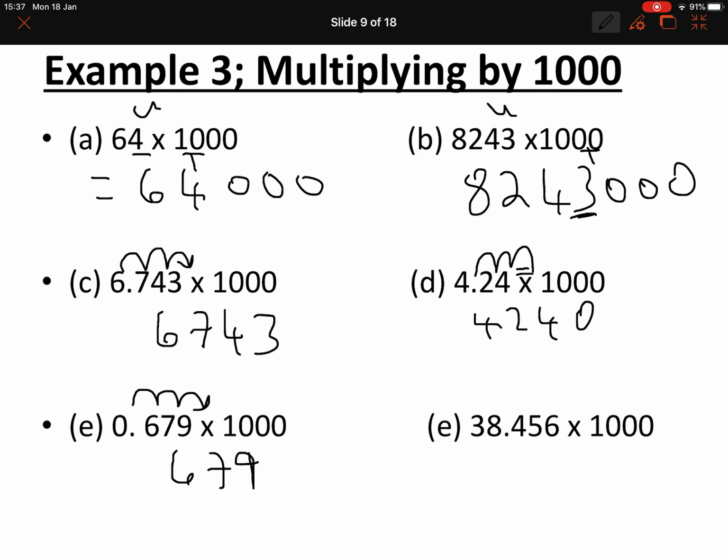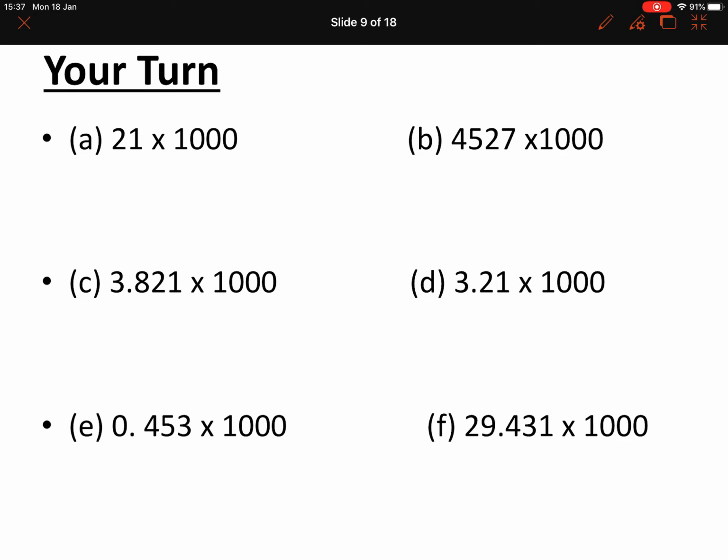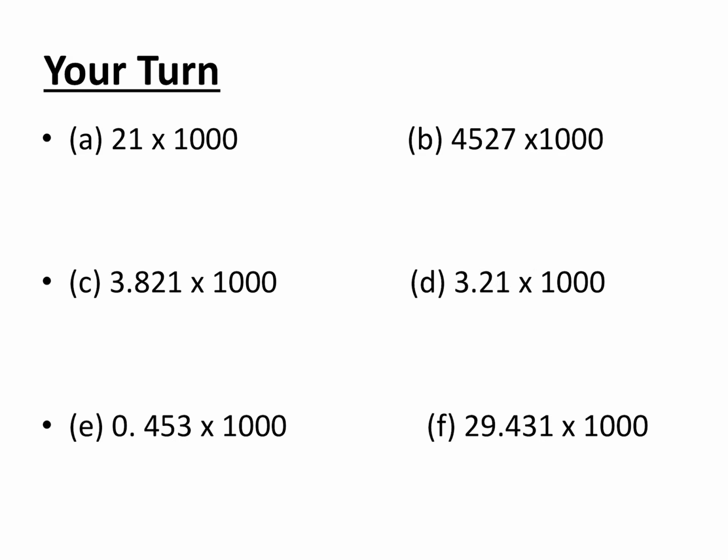And the same thing here. 1, 2, 3. So we can just say that's 679. And the same thing here. 1, 2, 3. So it should be 38,456. All right, so let's pause the video and have a go at these questions, please.